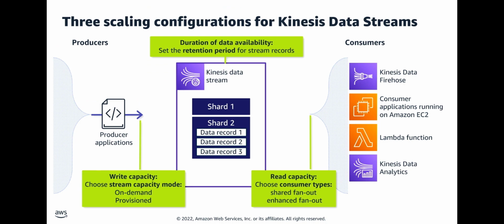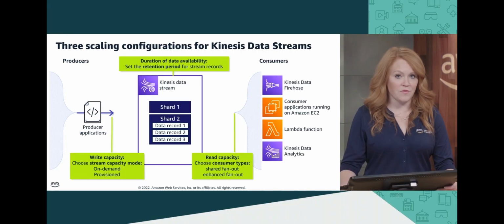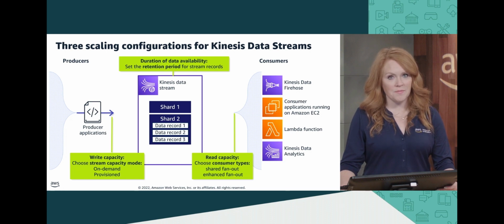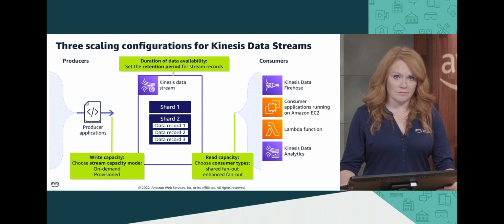Read capacity scales the throughput for consumers of your stream. You can choose between shared fan-out and enhanced fan-out consumer types. When a consumer uses the shared fan-out configuration, it shares a single pipe of read capacity with other consumers of the stream. The enhanced fan-out configuration gives the consumer its own pipe, which increases the throughput for that consumer.